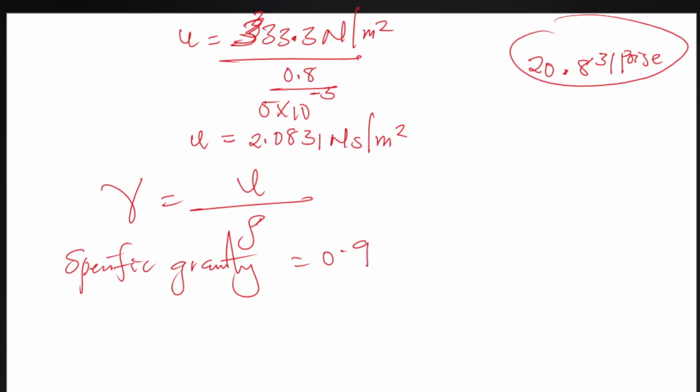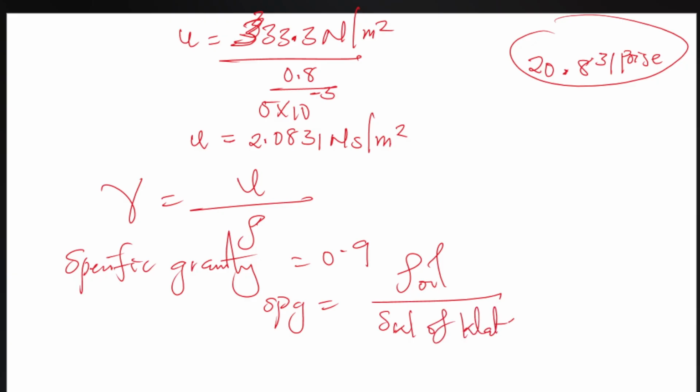So what should come to your mind is specific gravity is equal to density of oil divided by specific weight of water. This was the equation we proved earlier from the properties of fluid. Now we know that we are given specific gravity, and we know that specific gravity is 0.9, and this will be equal to density of oil, which we don't know, but we know that the specific weight of water is 1000 kilogram per meter square.